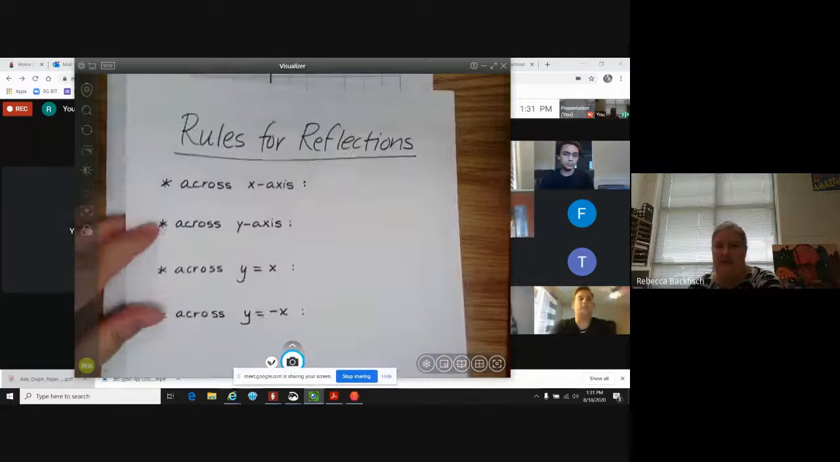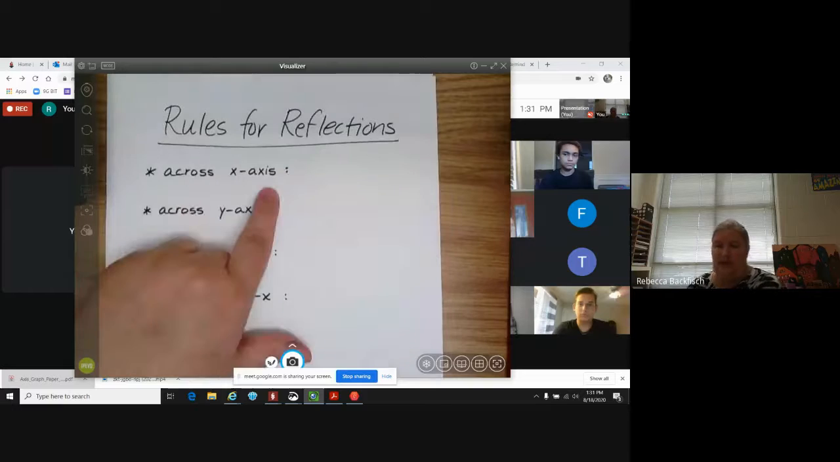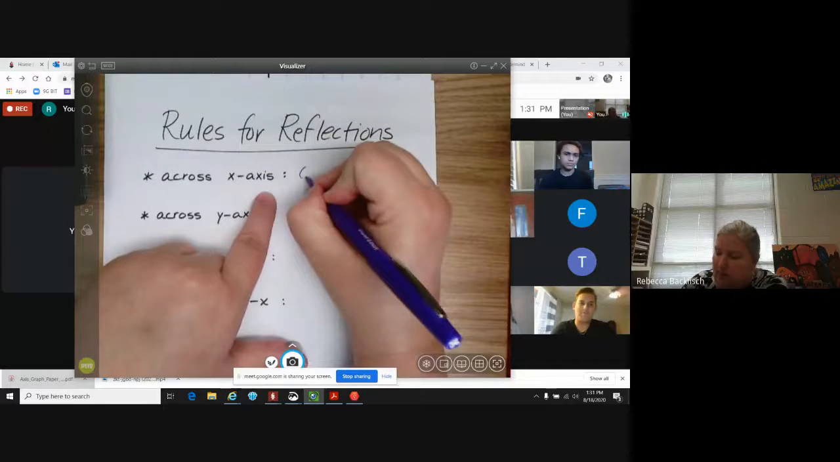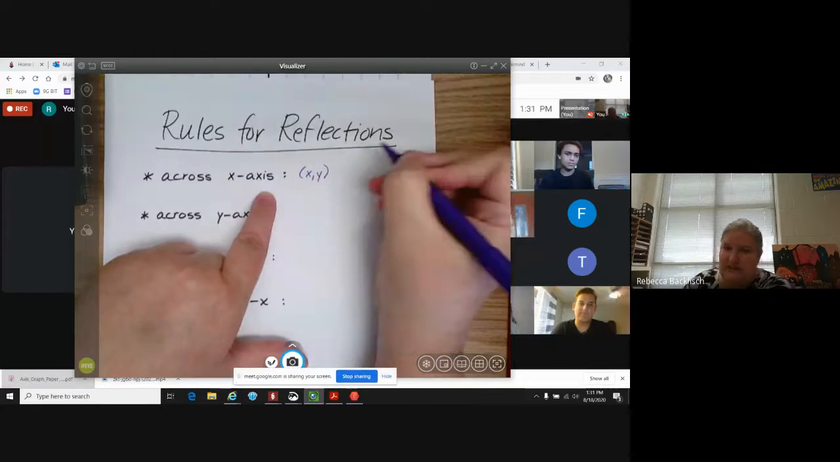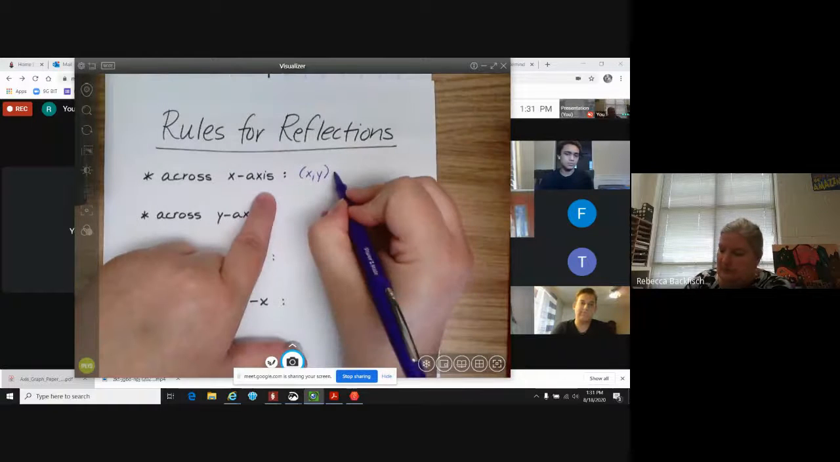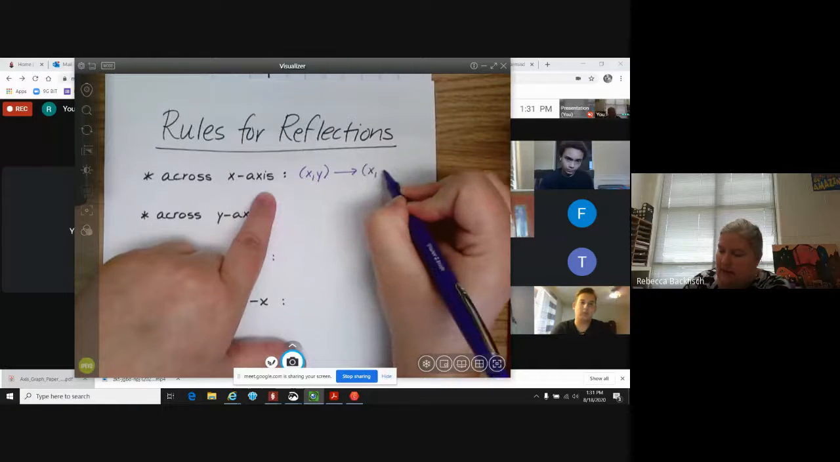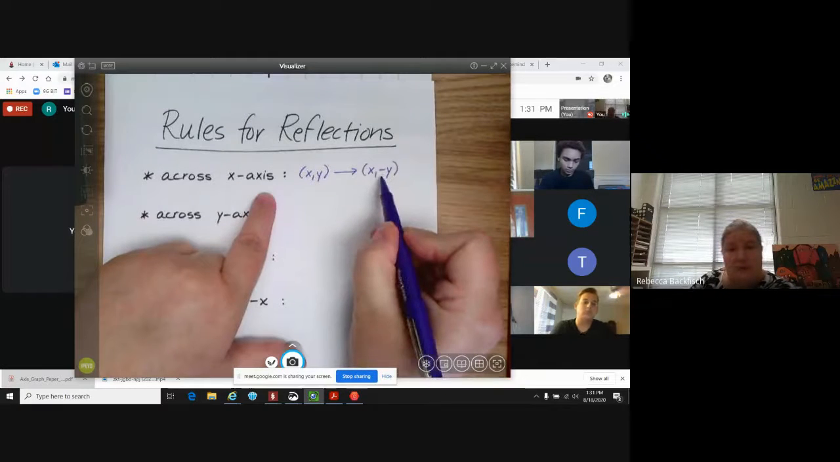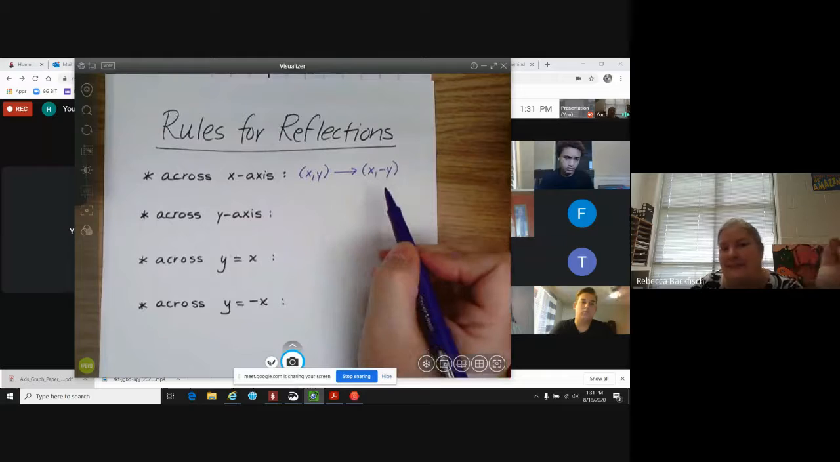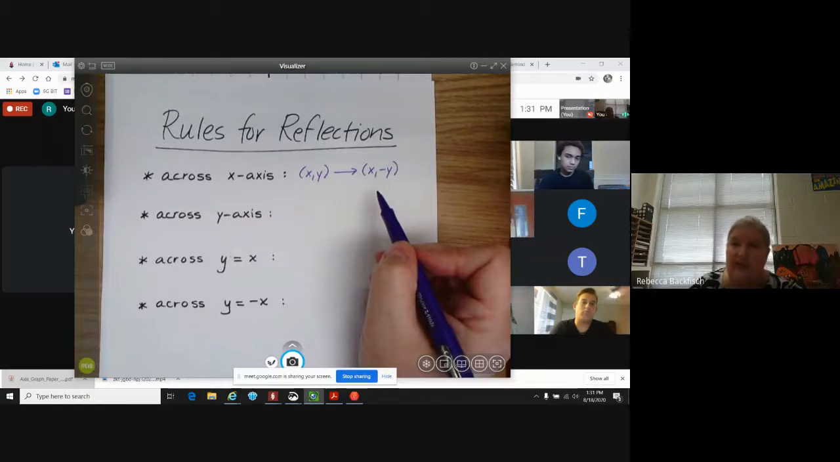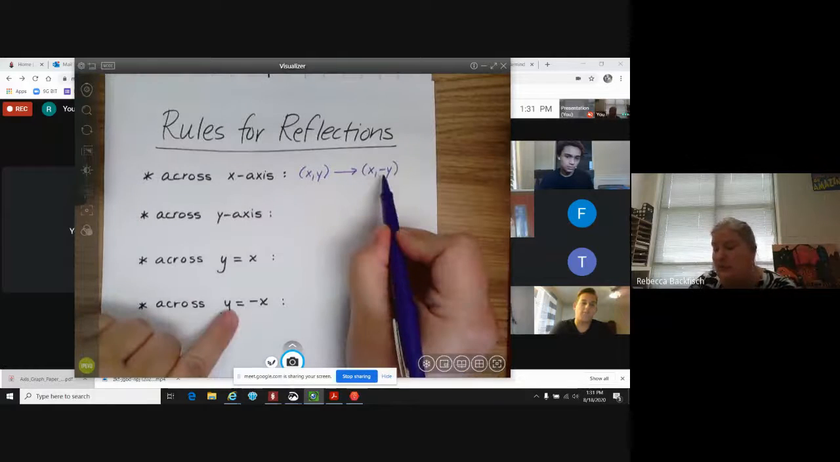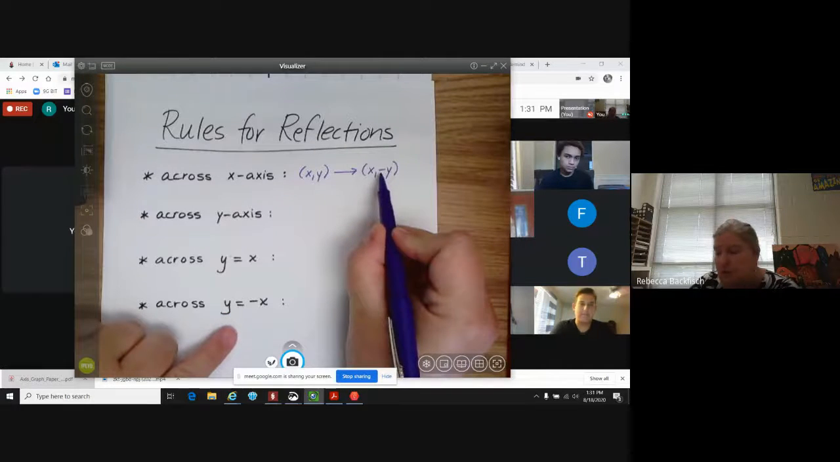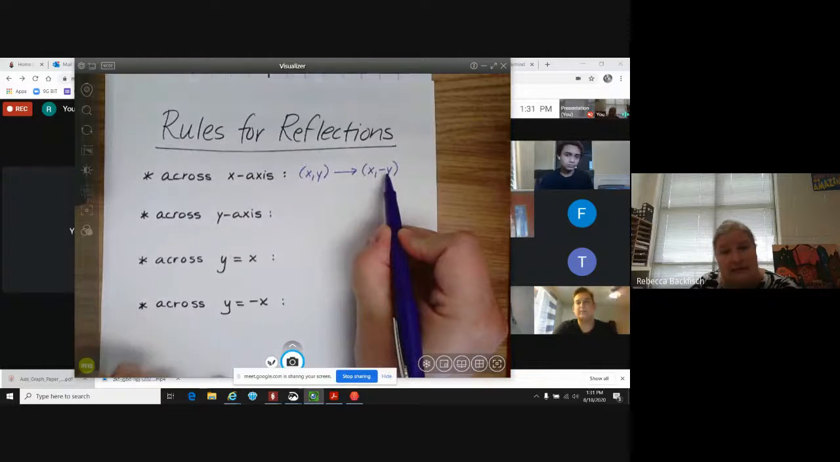So we're going to keep track of some rules here. Across the x-axis, the way we write that is we say this was our original point, and this is our new point. The only difference is I have a negative in front of y. Now you got to be careful, because that doesn't mean y is going to be negative. Sometimes it was negative to start with, and then it ends up going positive. This really just means the opposite. So whatever the y value was to begin with, the new y value has the opposite sign.